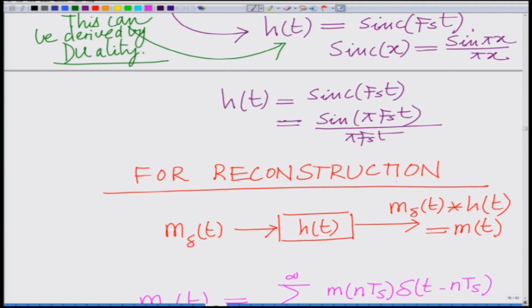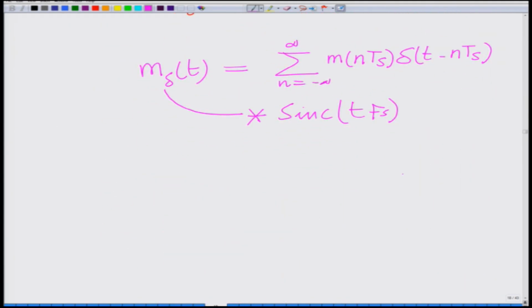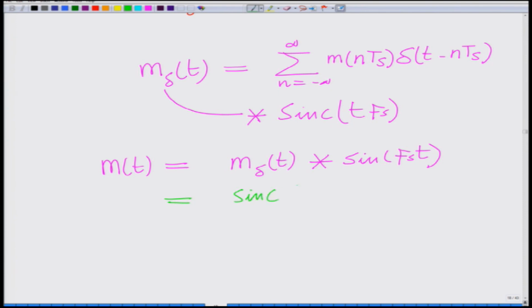Remember, this is our reconstruction filter, sinc of t Fs, or basically sinc of Fst, and therefore what we can see is m of t equals m delta t convolved with sinc of Fst, which is equal to basically, now we have our m delta t. Also, I can write this as convolution is commutative. So, I can write this as sinc of Fst convolved with, I can interchange m delta and sinc.